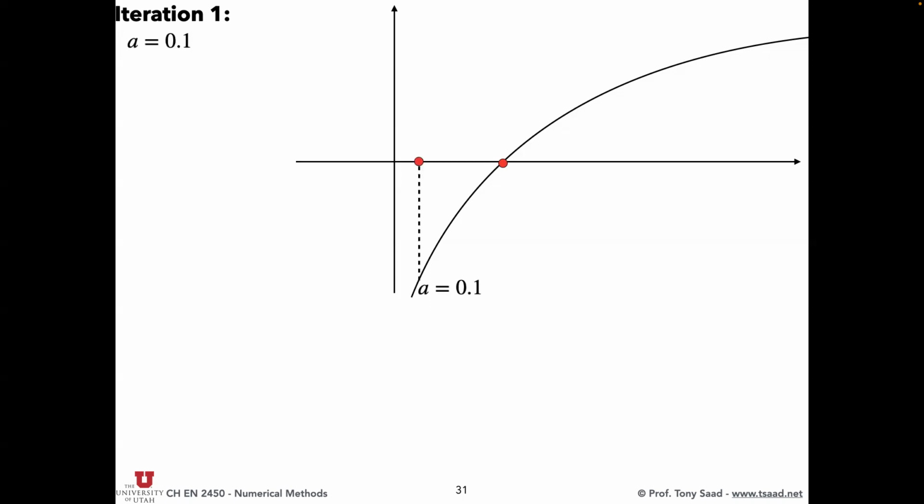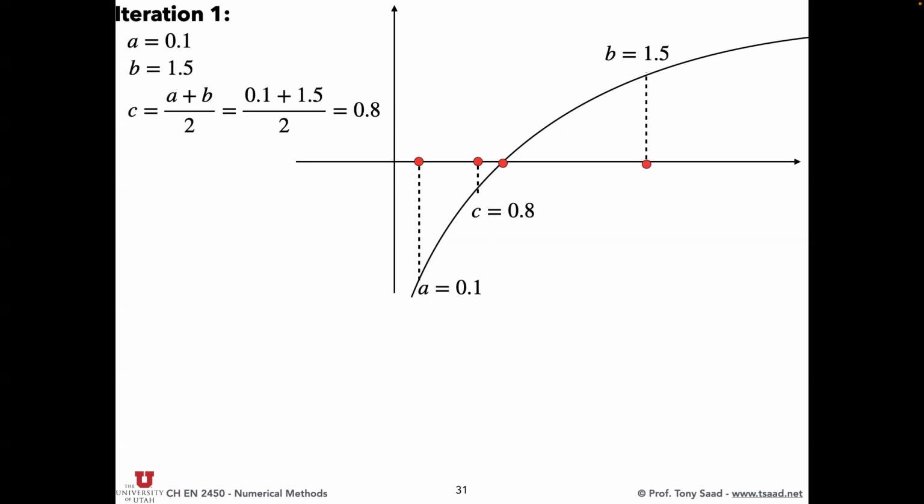Our initial bracket is a equal 0.1 and b equal 1.5. Then you get your c, your first guess for the root, which is 0.8, which is a plus b over 2, 0.1 plus 1.5 over 2. Then you check for convergence. F of c is log 0.8, it's minus 0.223. That's not a tolerance I'm comfortable with, so let's continue.